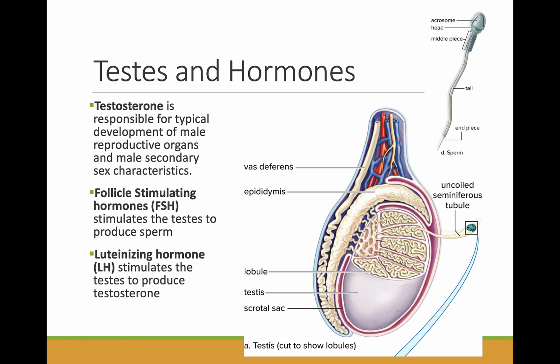Testes develop in the abdominal cavity and descend into the scrotum during the last 2 months of development before birth. Inside the testes are highly coiled tubes called seminiferous tubules, full of cells undergoing spermatogenesis, the production of sperm. Sperm cells consist of a head, a middle piece, and a tail. The head is covered in an acrosome, full of enzymes that can penetrate the egg cell. The middle piece contains mitochondria to power the movement of the tail. Sperm can live anywhere between 3 to 5 days inside the uterus or uterine tubes.